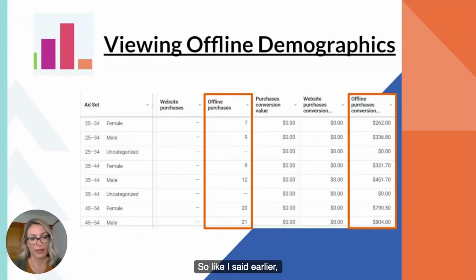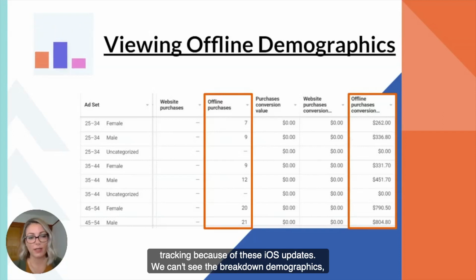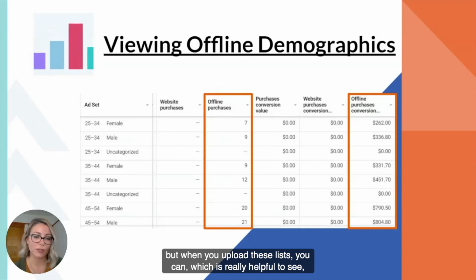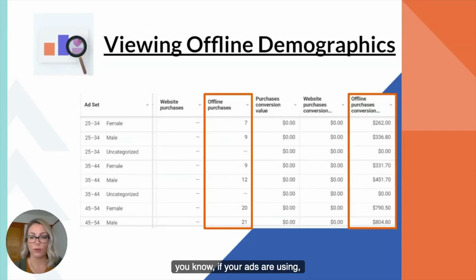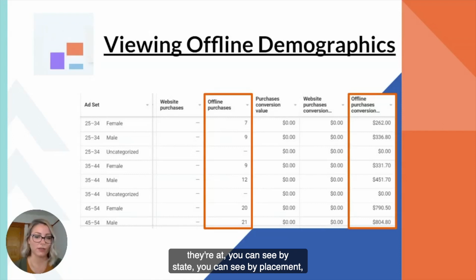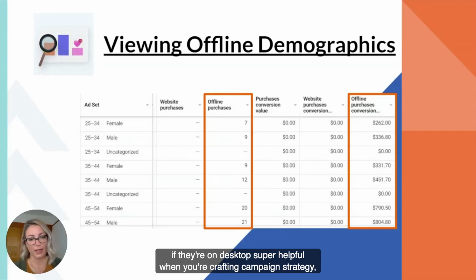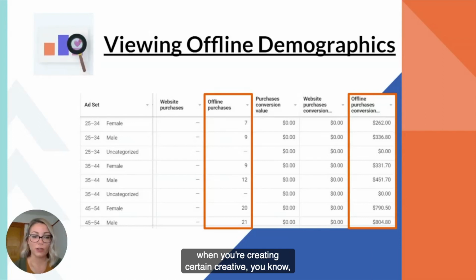Like I said earlier, a great thing is you can actually see your demographics. With traditional tracking, because of these iOS updates, we can't see the breakdown of demographics, but when you upload these lists, you can, which is really helpful to see if your ads are resonating with certain particular audiences and regions, where they're at. You can see by state, you can see by placement, you can see what device, if they're on mobile, if they're on desktop.